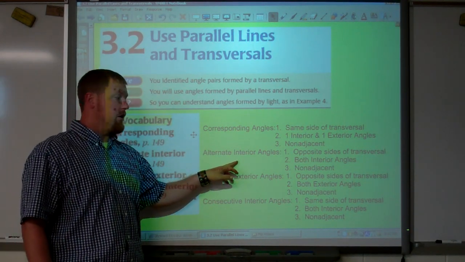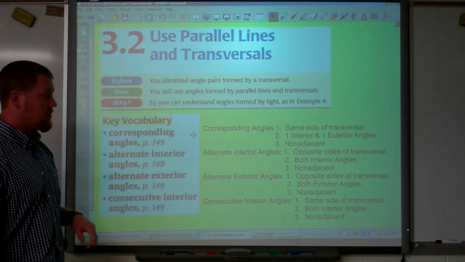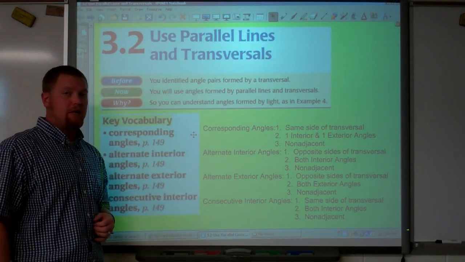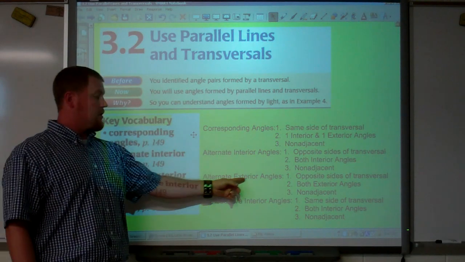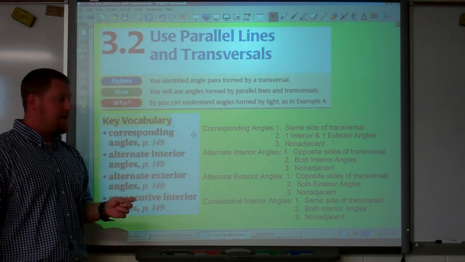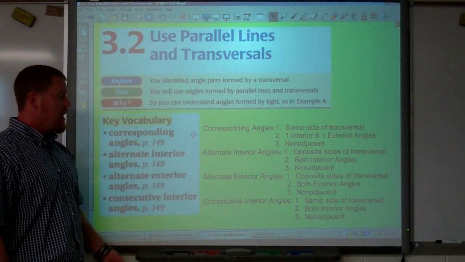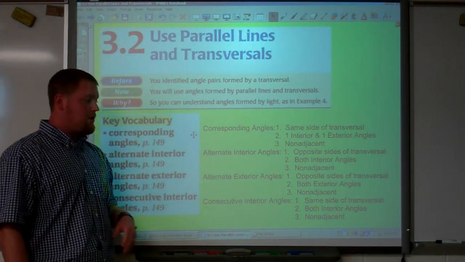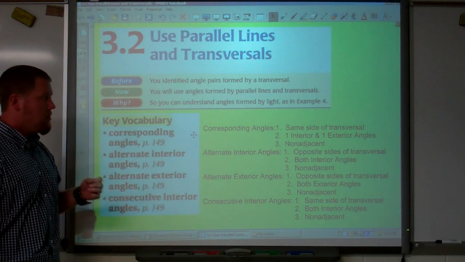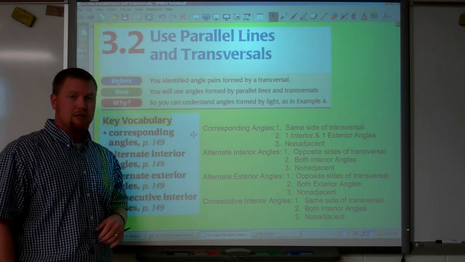For alternate interior angles: opposite sides of the transversal, both are interior, and they're non-adjacent. Alternate exterior angles: opposite sides of the transversal, both exterior angles, and they're non-adjacent. And lastly, the consecutive interior angles are on the same side of the transversal, both interior angles, and non-adjacent.